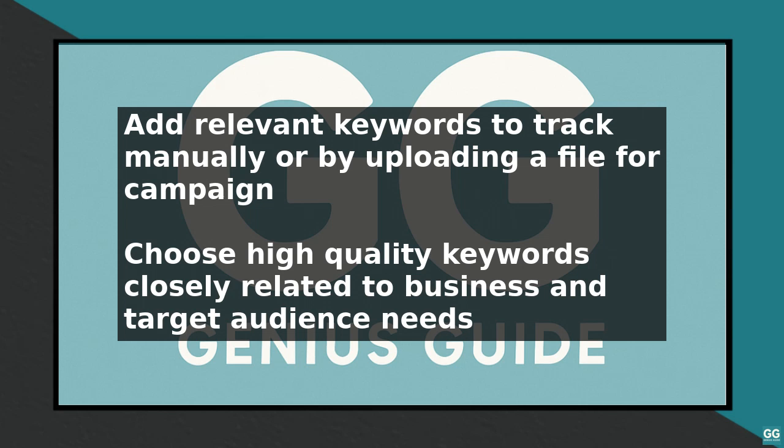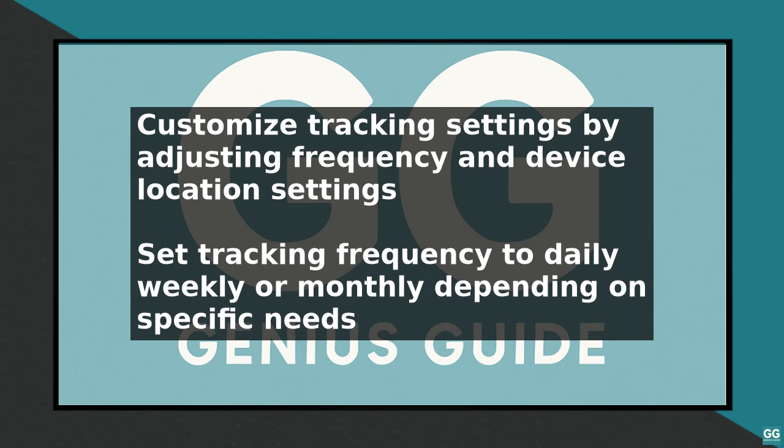After setting up your campaign, you can customize your position tracking by adjusting the tracking settings. This includes setting the tracking frequency, which can be daily, weekly, or monthly, depending on your needs. You can also customize the device and location settings to track your website's performance on different devices, such as desktop or mobile, and in various locations. This is particularly useful if you have a local business or if you want to target specific geographic regions.